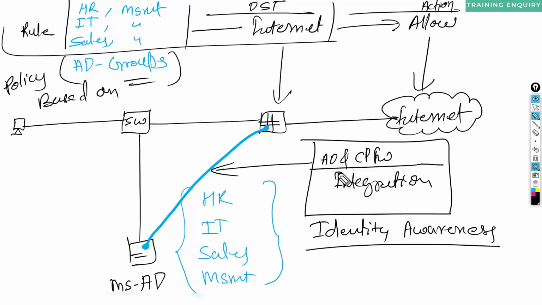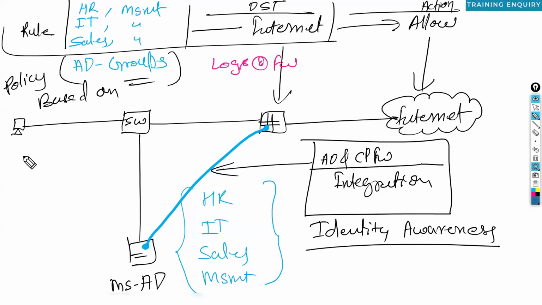The second thing is about logs. When we get logs at the firewall, we will get them like this. For example, we have a user on this PC. First of all, what will happen?